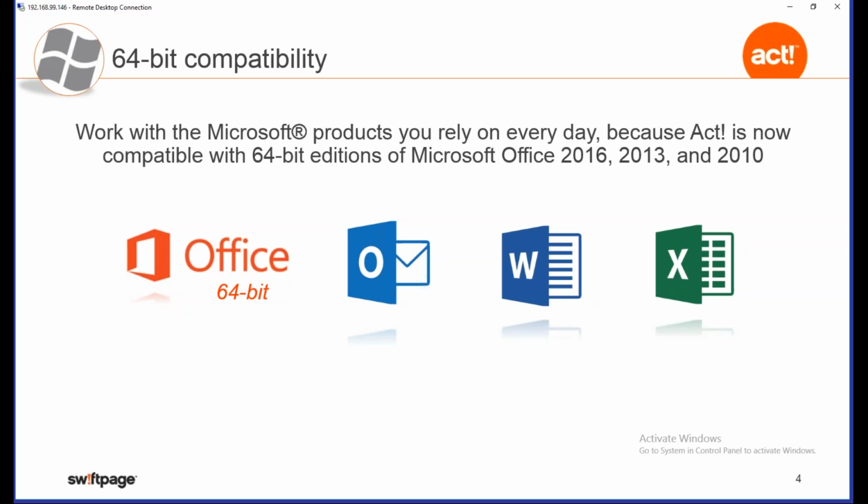So this allows that you don't have to uninstall the versions and then reinstall the 32-bit version like you had to before. So you're going to be able to keep that 64-bit version of Microsoft Office 2016, 2013, and 2010 and enable it to work with your ACT version 19.